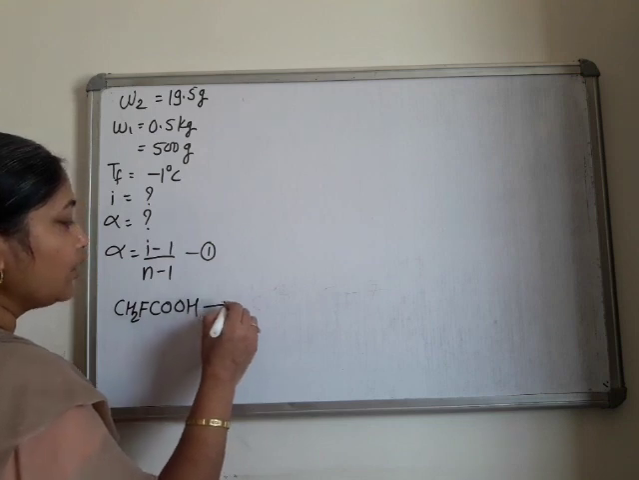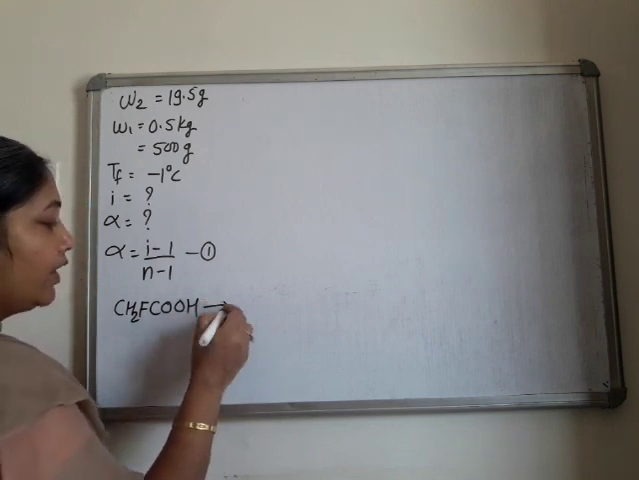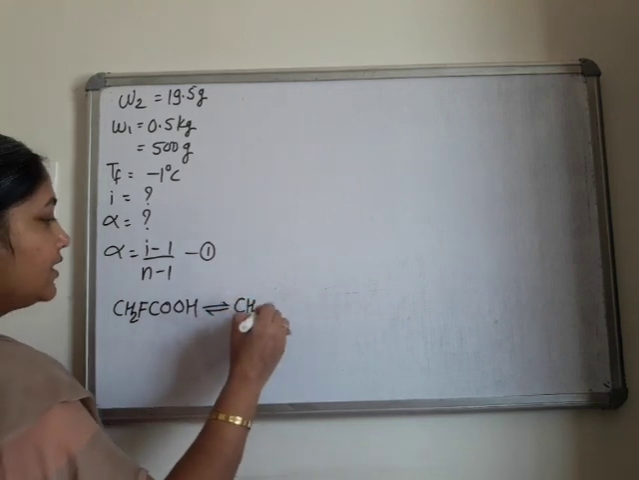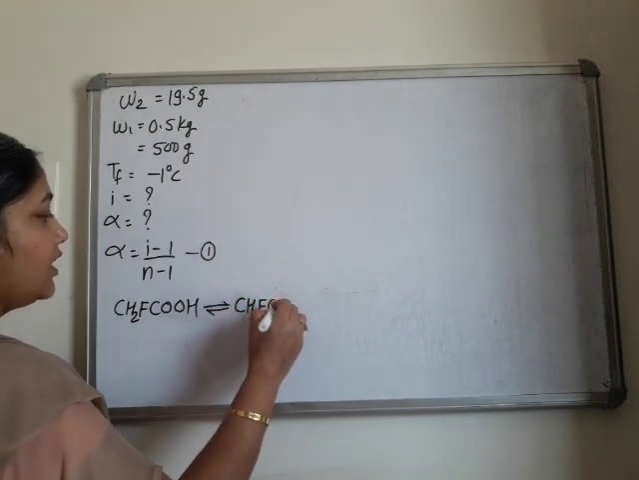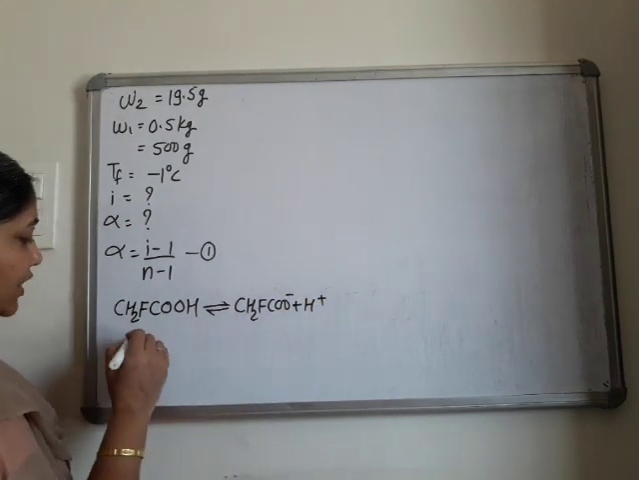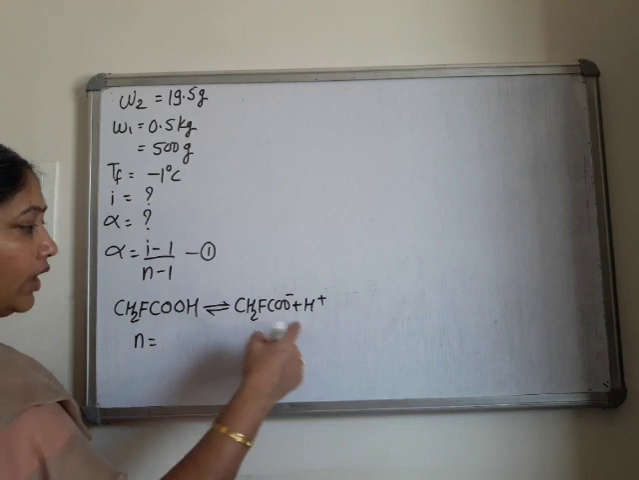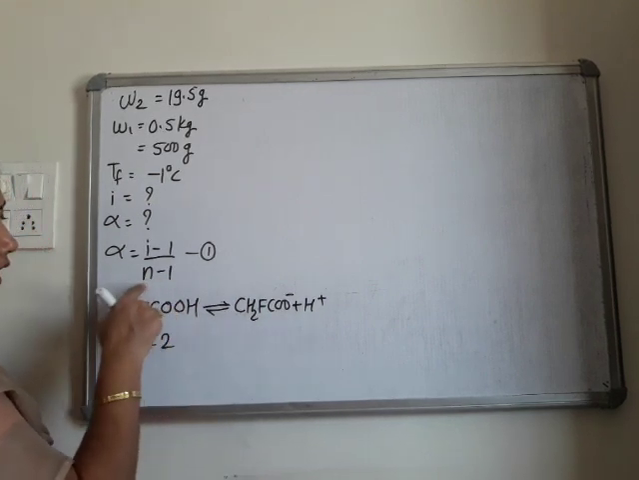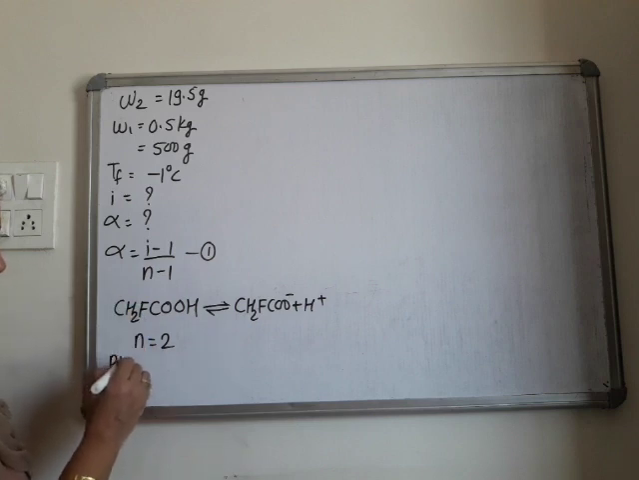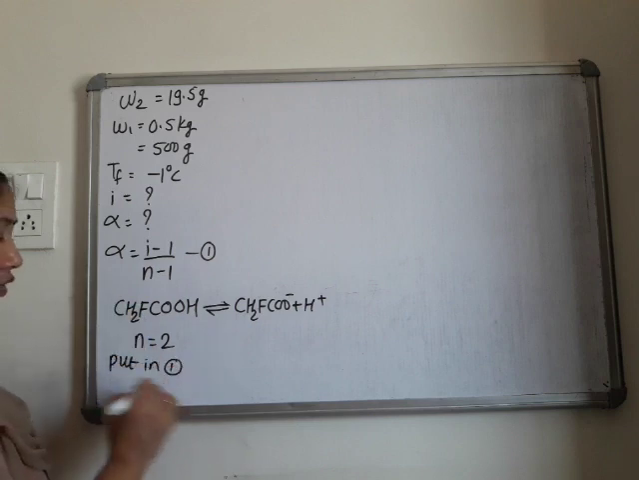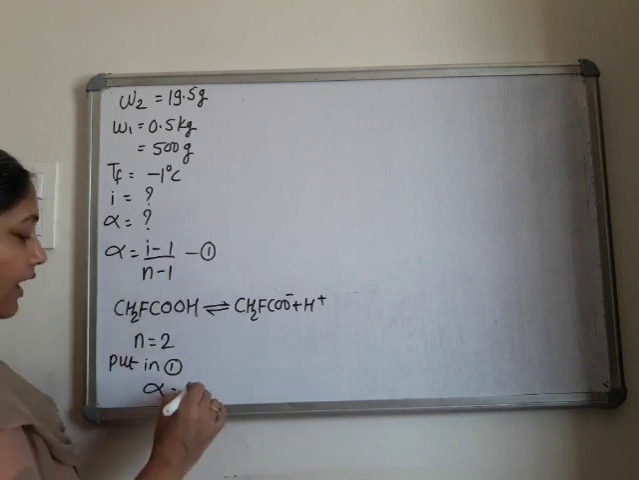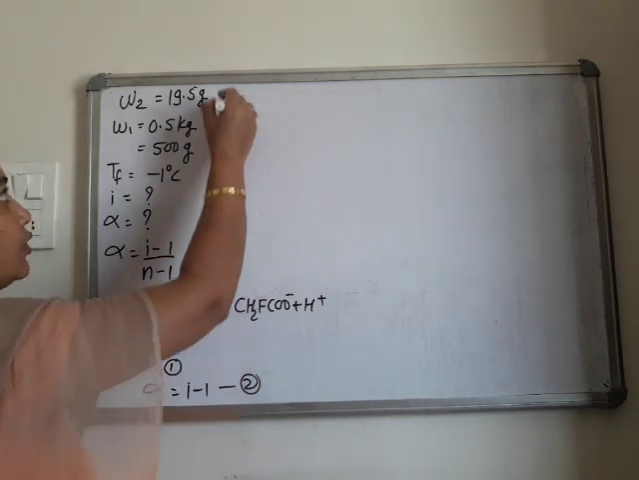So how does it dissociate? It is a weak electrolyte. So it dissociates to give CH2FCOO minus and H plus. From this we get the value of n, 1 plus 1, that is 2. So if we put that value in equation 1, what do we get? Alpha is equal to 2 minus 1, that is, i minus 1. Call this equation 2.